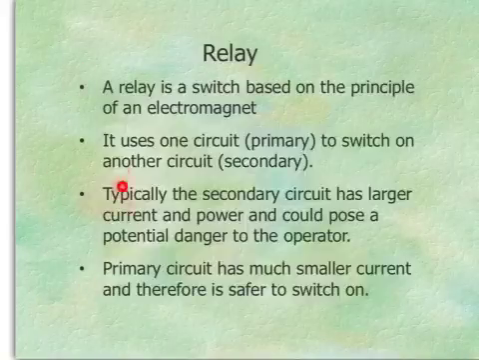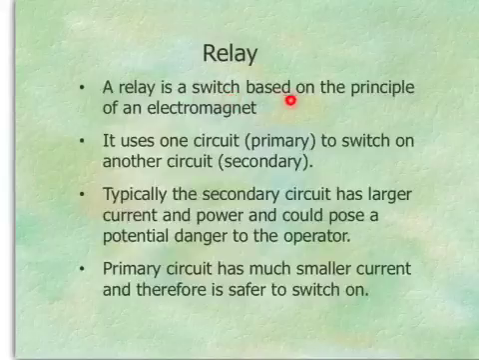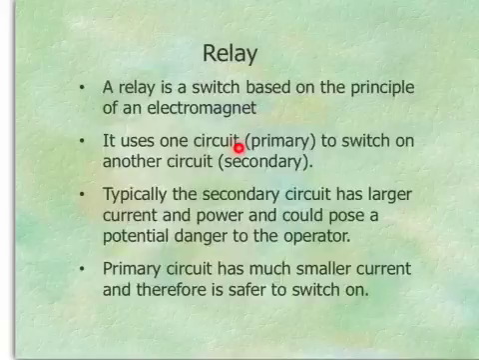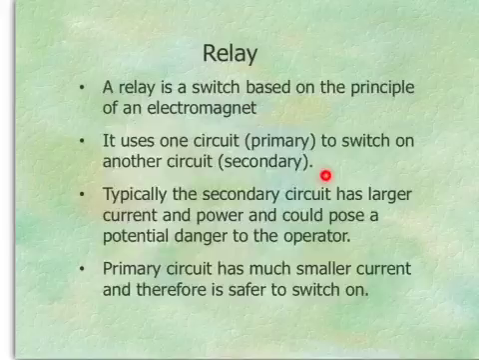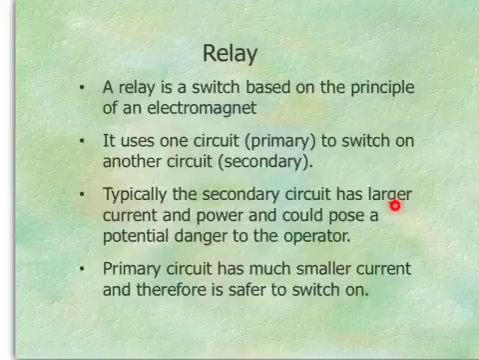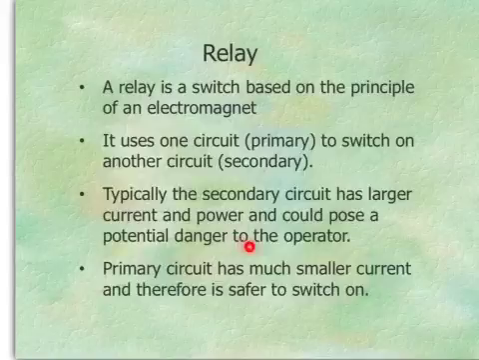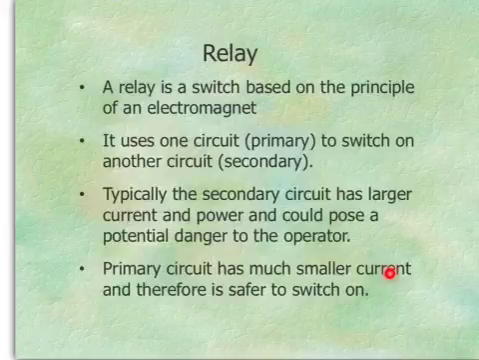These are the main points about relay. A relay is a switch based on the principle of an electromagnet. It uses one circuit, the primary circuit, to switch on another circuit called the secondary circuit. Typically, the secondary circuit has larger current and larger power and could pose a potential danger to the operator. Primary circuit has much smaller current and therefore is safer to switch on.